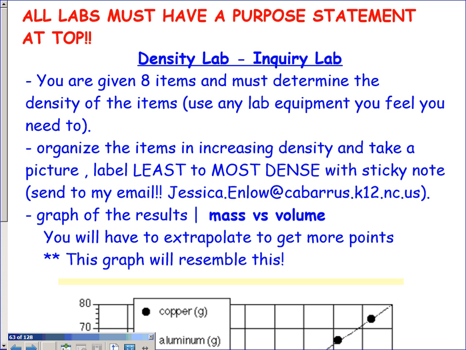Whenever you get done finding the density of all of them, line them up in order from least to greatest density, and you're going to take a picture of it, and one person from your group, I don't need 3, okay? One person send that to me.